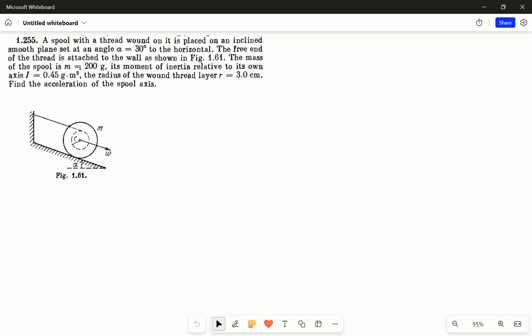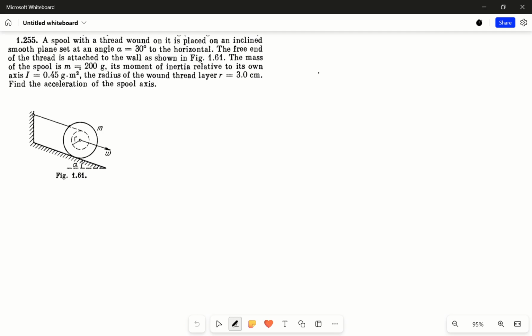So what is the question? A spool with a thread wound on it is placed on an inclined smooth plane at an angle alpha equal to 30 degrees to horizontal. The free end of the thread is attached to the wall as shown. The mass of the spool is m. Its moment of inertia relative to its own axis is I. Radius of the wound thread layer is r equal to 3 centimeter. Find the acceleration of the spool axis, right? So we have to find the acceleration, right?